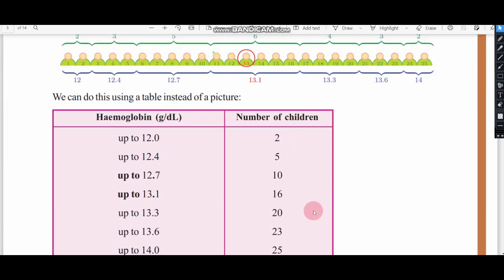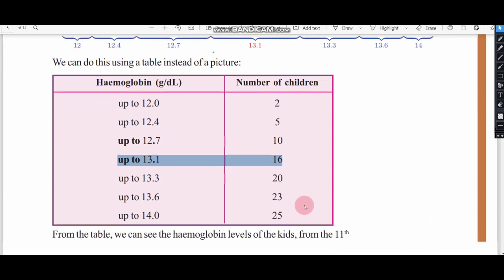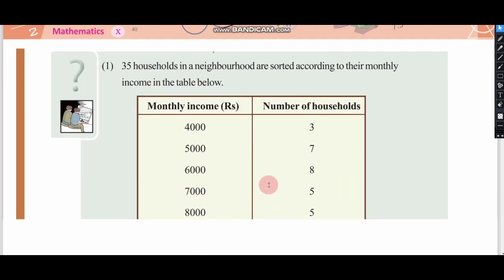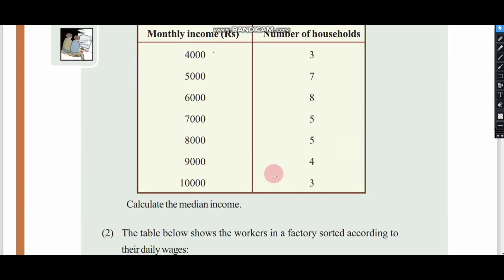From this we can see that up to the 10th child, the hemoglobin level is 12.7. And from 11 to 16, the hemoglobin level is 13.1. Therefore, the 13th child's hemoglobin level is also equal to 13.1. Here we have some questions like this.